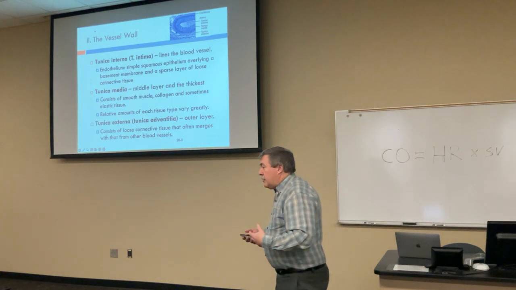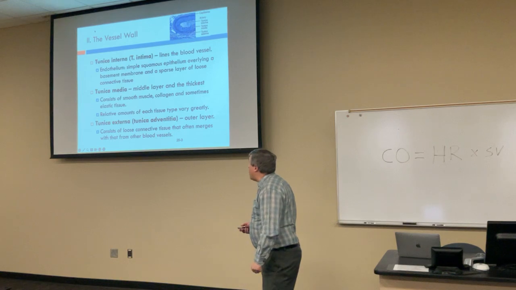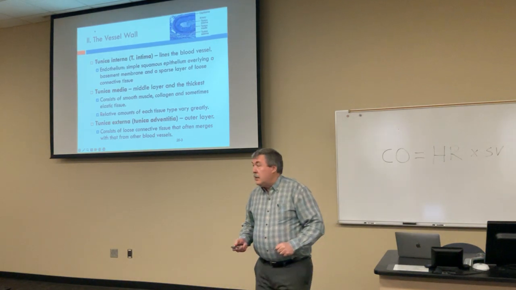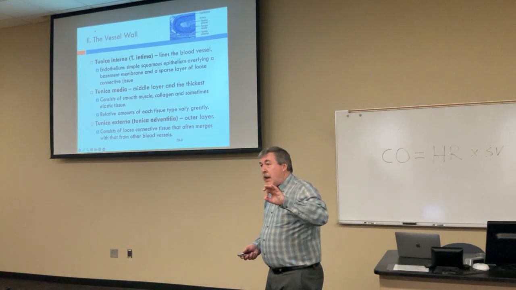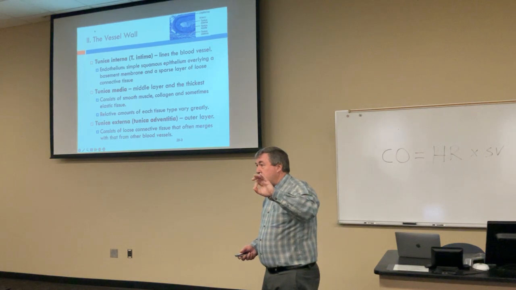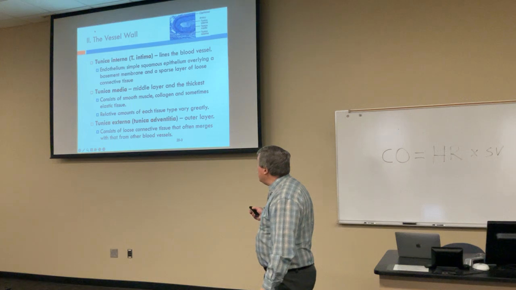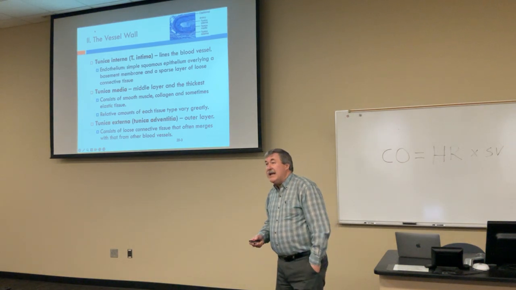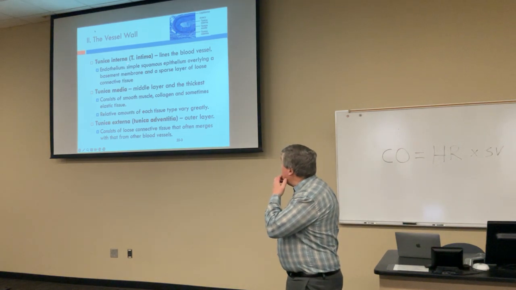No matter whether you're talking about an artery or a vein, both arteries and veins have three layers. The deepest layer, which is in contact with the blood in the lumen, the hollow portion of the blood vessel, is called the tunica interna, or sometimes the tunica intima, because it's in intimate contact with the blood. This is the one that lines the inside of the blood vessel.